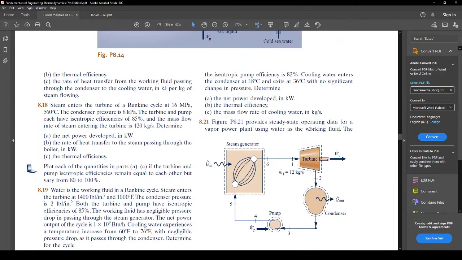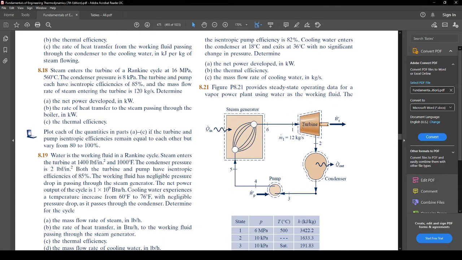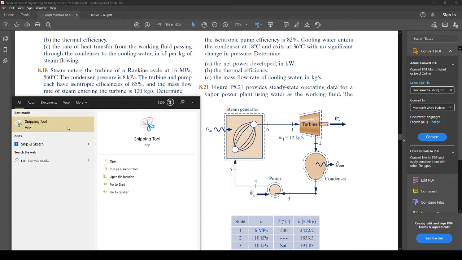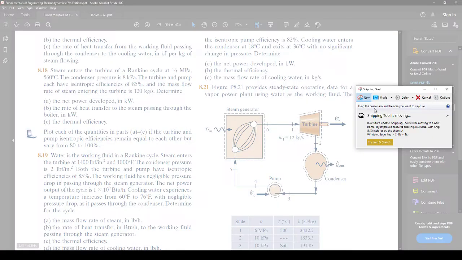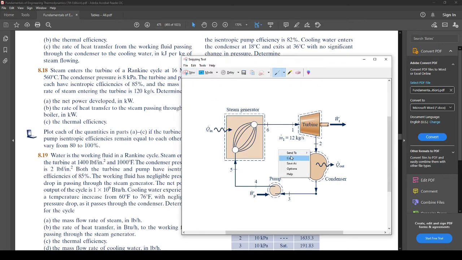I'm going to get us a diagram. So this right here is the diagram. Now obviously these numbers aren't going to be hours, but I'm going to go ahead and take this into the other thing so you guys can see where we're at.